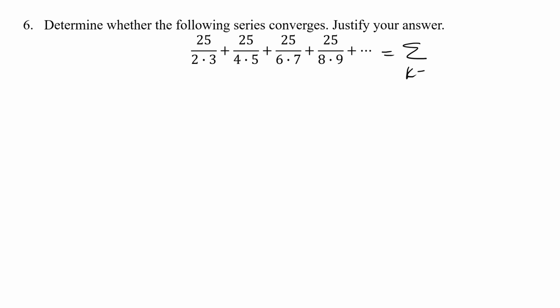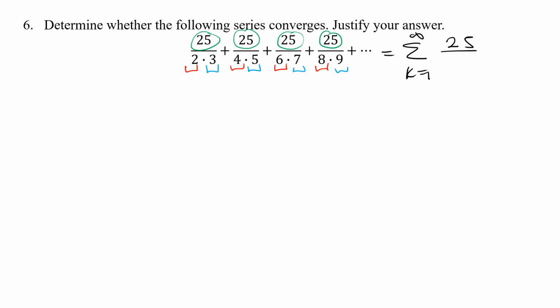So if you take a look at what's happening here, you can see that the first number we have down here in the bottom, those are all even numbers. And then the second number that we're multiplying, those are all odd numbers, okay? And then of course, we have the same number in the numerator repeating, which is 25. So how can we rewrite this summation?